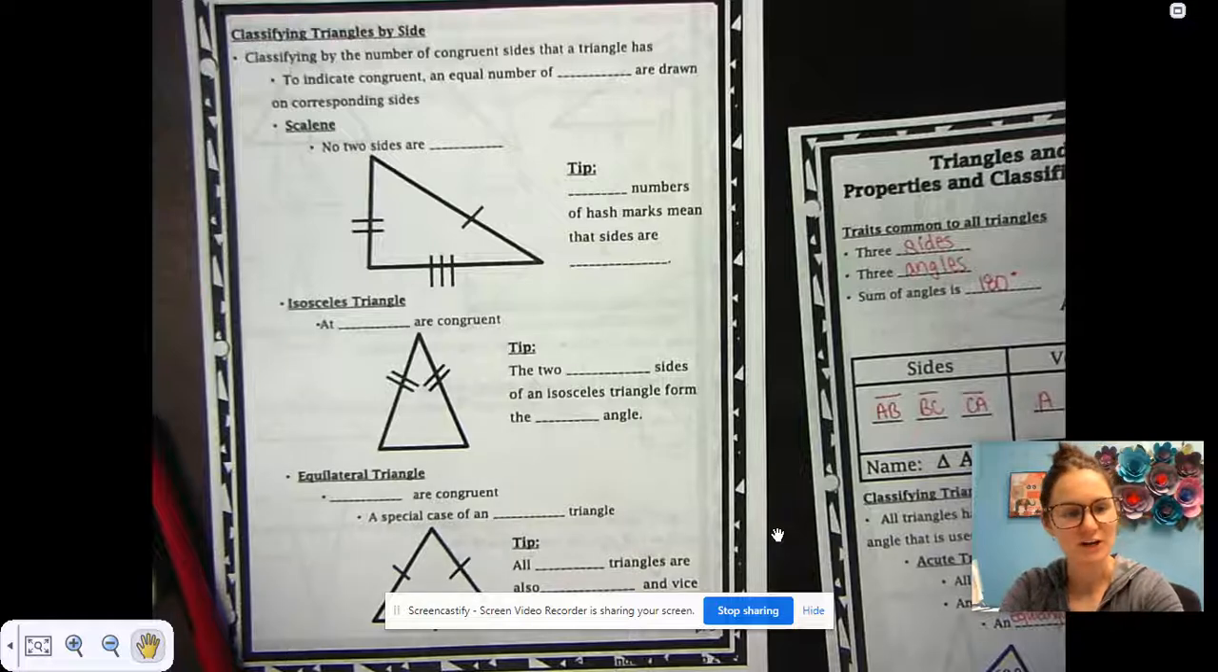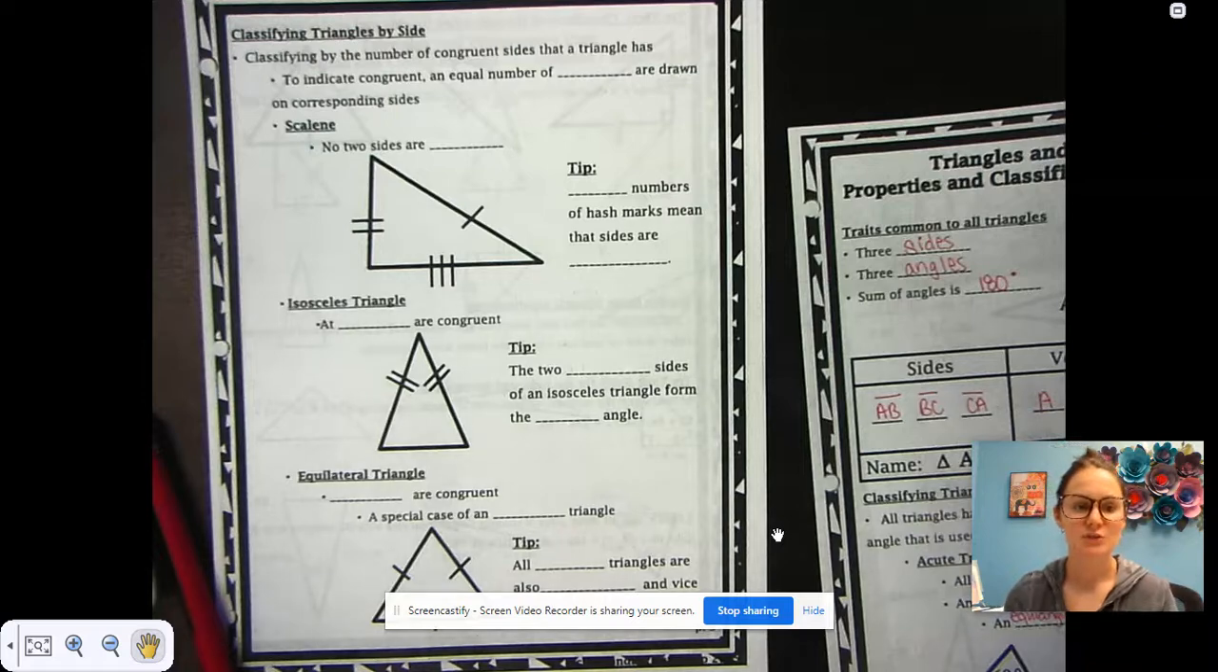All right, hello everybody. We are going over part 2 of congruent triangle notes. We are classifying triangles by their sides. The last one was by angles. We went over obtuse, acute, right, and equiangular, and that was classifying by their angles. Now we're looking at the 3 sides of the triangle.